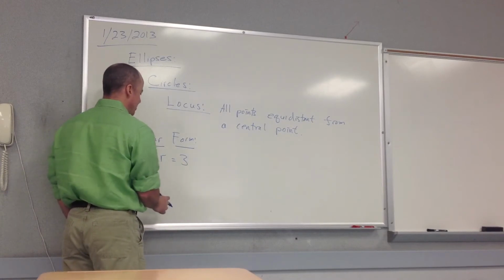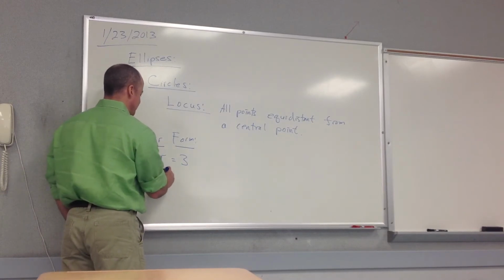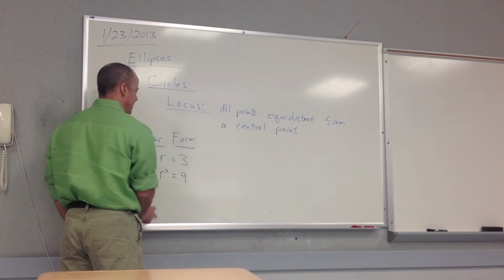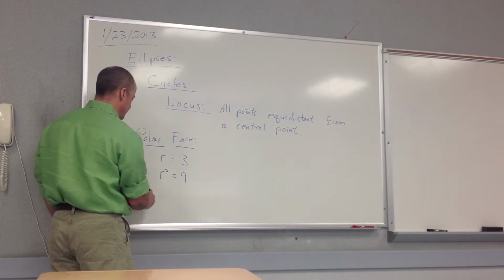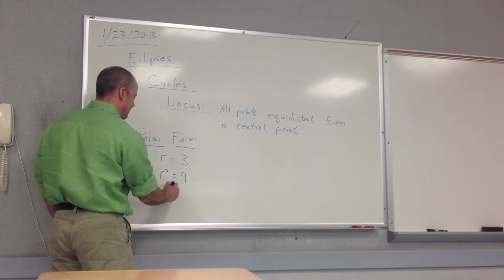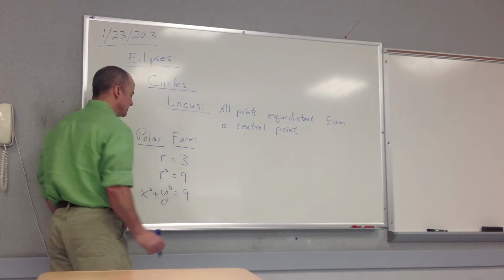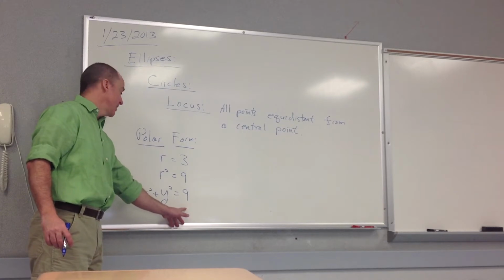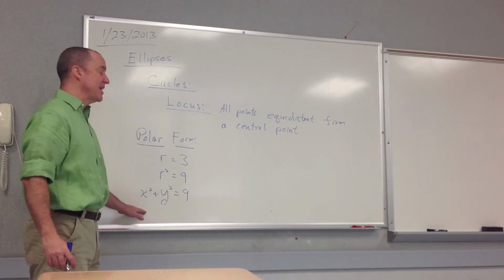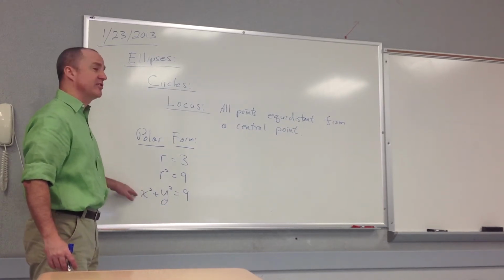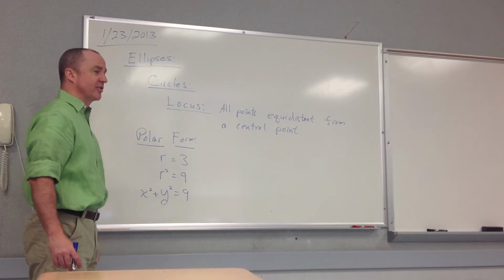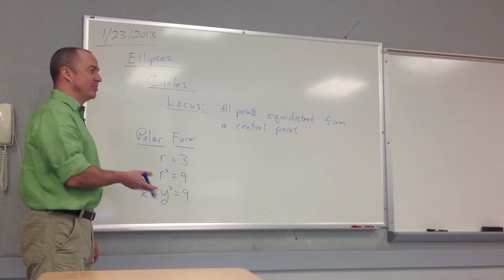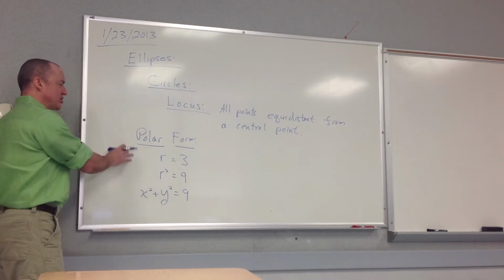To get from polar form to Cartesian form for this, we would square both sides, and you would remember that the radius in polar form is x squared plus y squared. And so x squared plus y squared equals 9 is the equation which graphs a circle centered at the origin with a radius of 3. A little review of polar coordinates there. Any questions on this idea?